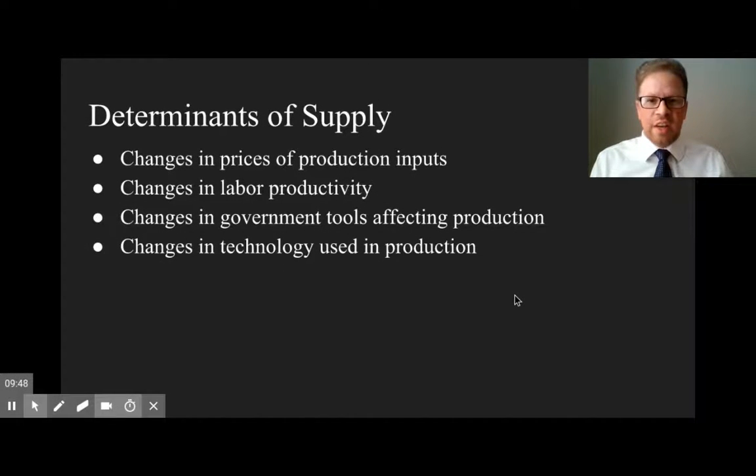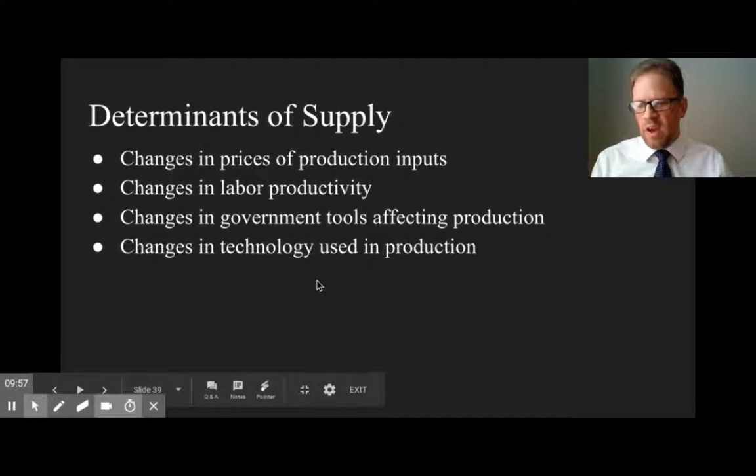Also, changes in technology used in production. So not just technology overall, but technology that helps you produce that can actually have an impact. Usually it'll have a positive impact the more technology you have.